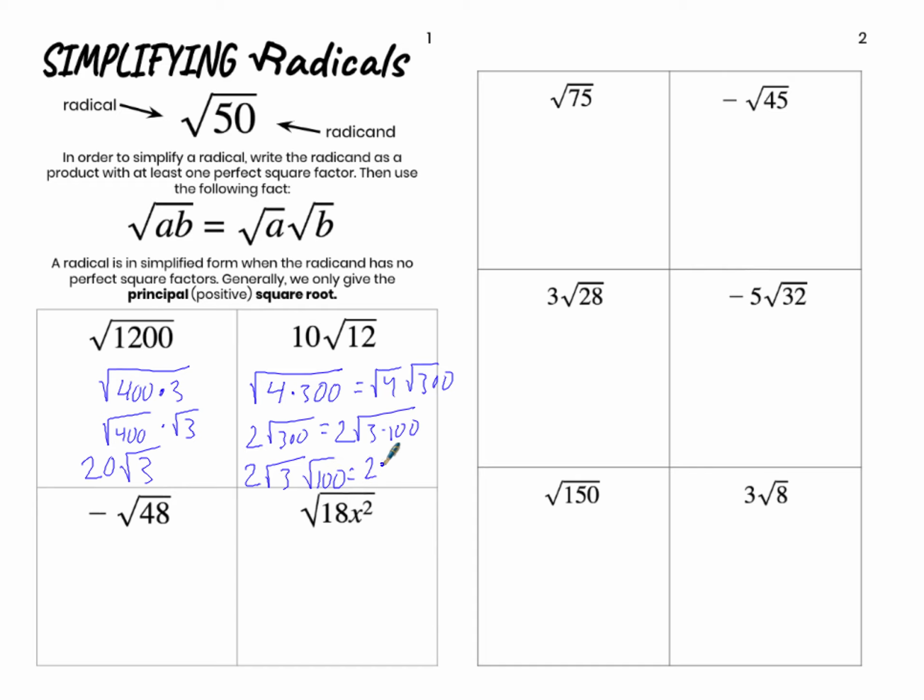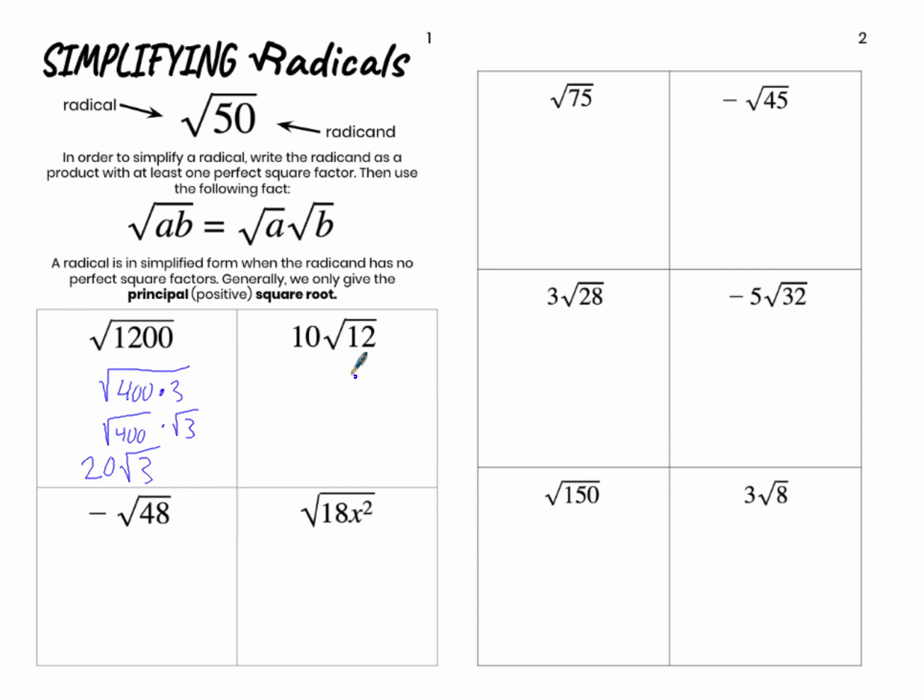I'm going to change the order a bit. So my final answer is 2 times the square root of 100, which is 10 radical 3. My final answer is still 20 radical 3. So whether or not I immediately identified that 400, that's preferable because look how much faster that was. But it's okay if I just saw the 4 first. I would just need to realize that I need to keep going.